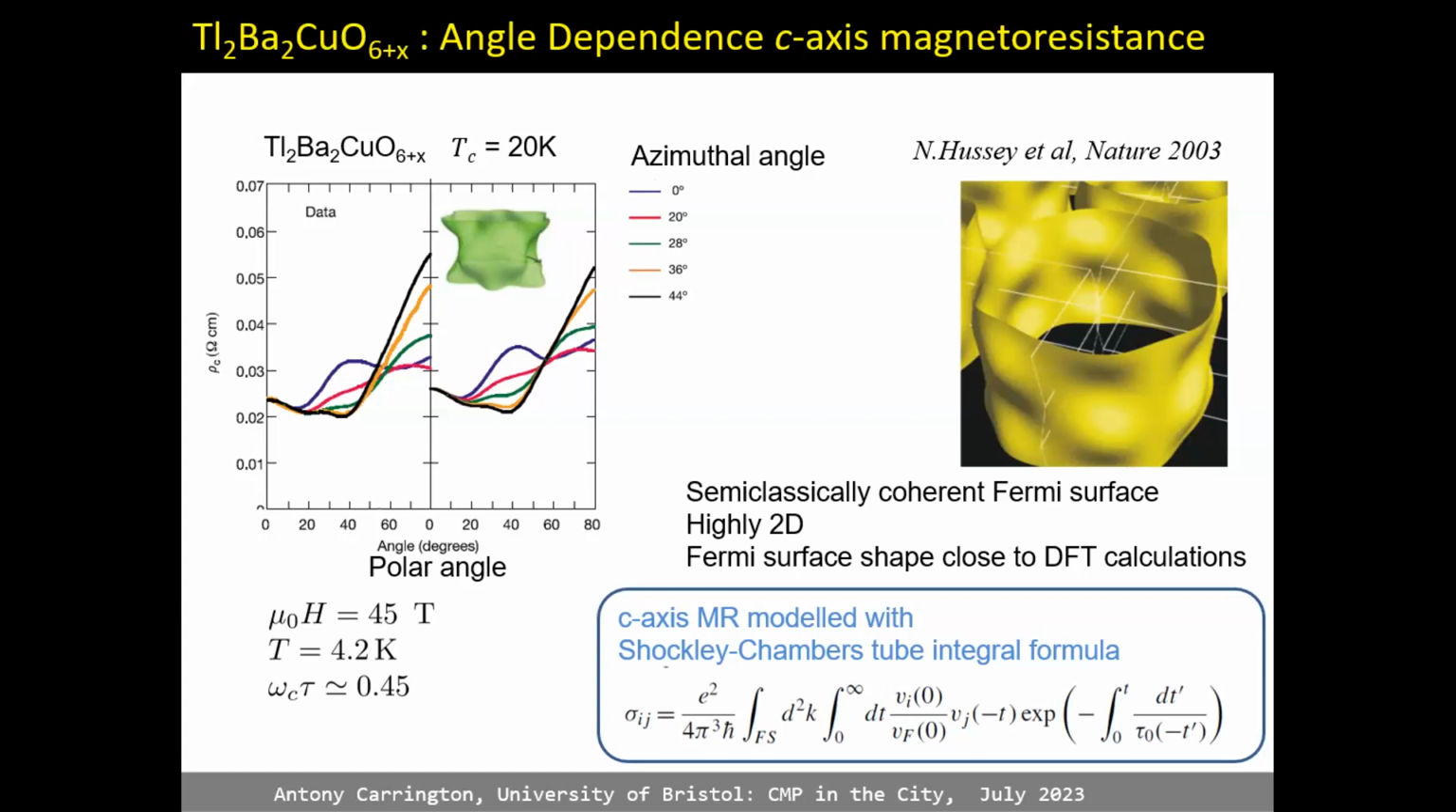Here on the left is the data. This was taken on a sample with Tc of 20 Kelvin, magnetic field 45 Tesla, temperature of 4.2 Kelvin, with omega c tau around 0.45. So not really quite in the high field limit, but getting there. And on the right-hand side is a simulation of that same data using the Shockley-Chambers tube integral formalism. You can see it reproduces it really well. I'll explain in a minute what the fitting parameters are, but essentially all of the fitting parameters are just the shape of the Fermi surface. In this initial data, there is no anisotropy in the scattering rate. Later, there is.